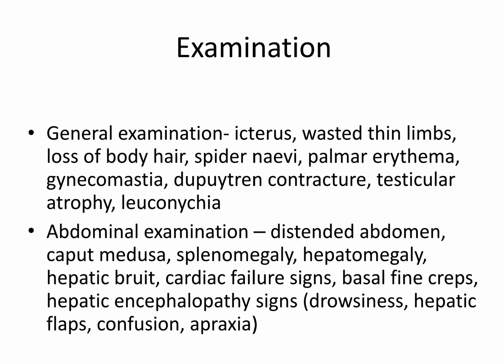And then in the abdominal examination, you have to look for a distended abdomen due to ascites obviously, and then caput medusae, splenomegaly, hepatomegaly, and then hepatic bruit on auscultation, and then cardiac failure signs, because we have to exclude that, and then basal fine crepitations due to cardiac failure, and then hepatic encephalopathy signs such as drowsiness, hepatic flap, confusion, apraxia, those things. So these are the specific things that you have to look for. Other than that, you obviously have to look for other clinical signs as well.